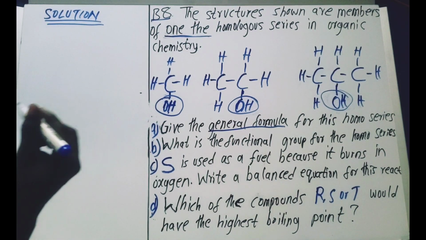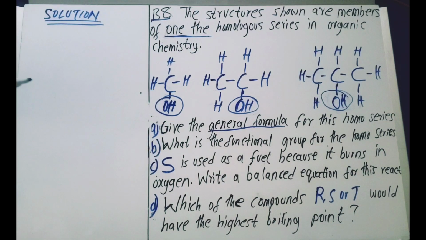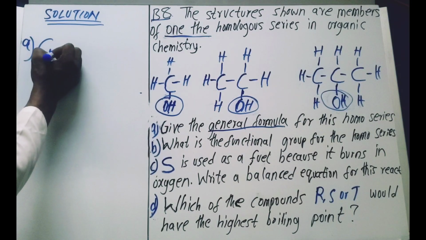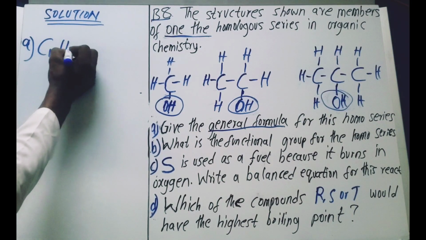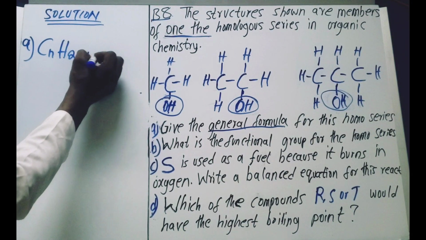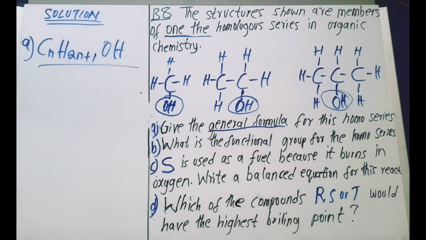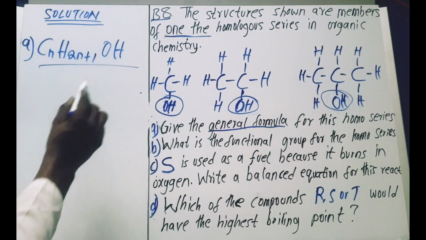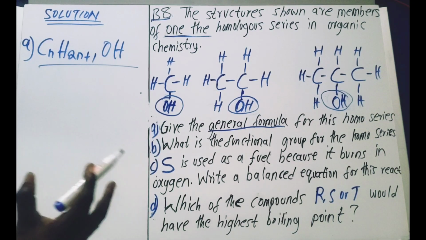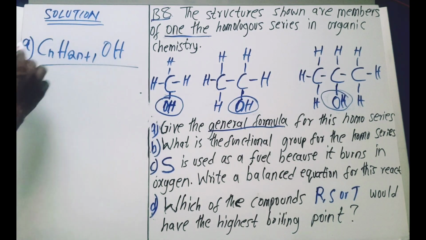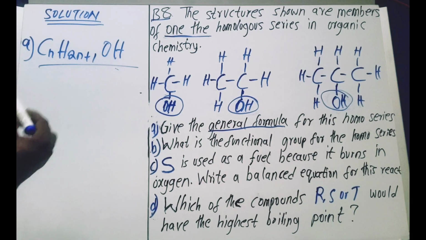Because now we know that this is alcohol, what is the general formula for alcohol? The general formula for alcohol is CnH2n+1OH. This is the general formula for alcohol. It doesn't change for all the members, 10 of them in this group of alcohols. They use this same general formula, so you can use this to find the members.